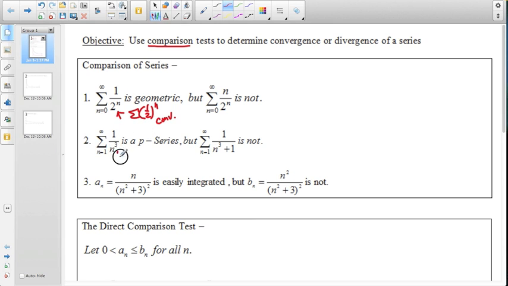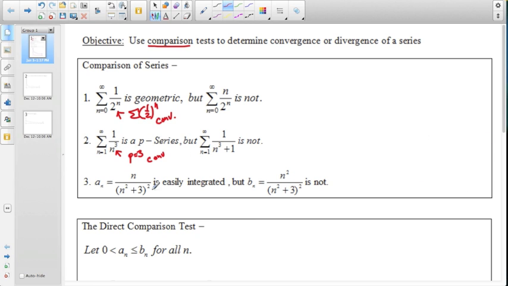Likewise, this is a P series, and we know from section 3 that P series converge when this is greater than 1. So we know that this is a convergent series. This looks similar, but the denominator is slightly different. How does this compare to that?